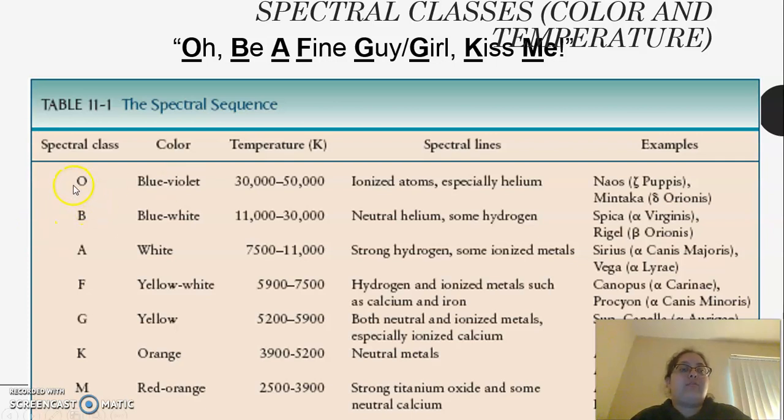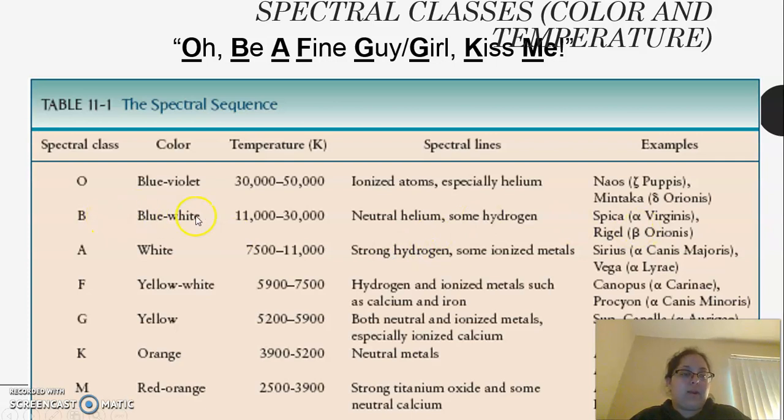So a spectral class of O means that you'll have a blue-violet star. Its temperature will be 30,000 to 50,000 Kelvin, so really, really hot. It's probably the hottest kind of star you'll have. And the spectral lines will be ionized atoms, especially helium. So these are the elements that are in those spectral lines of the stars. And these are just examples of stars in this column right here that fit in that category.